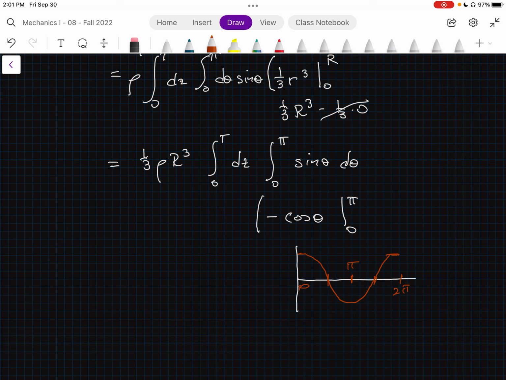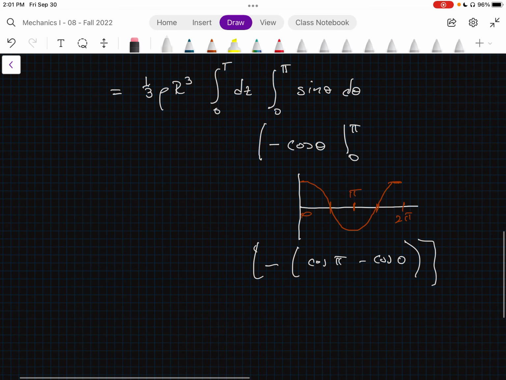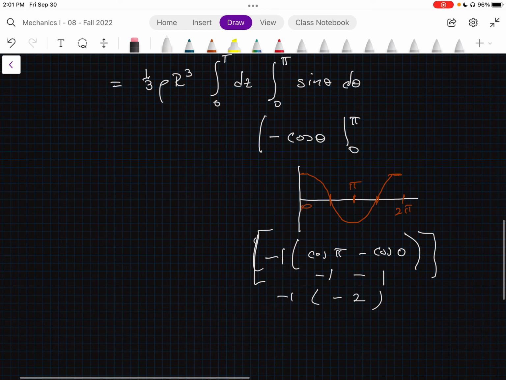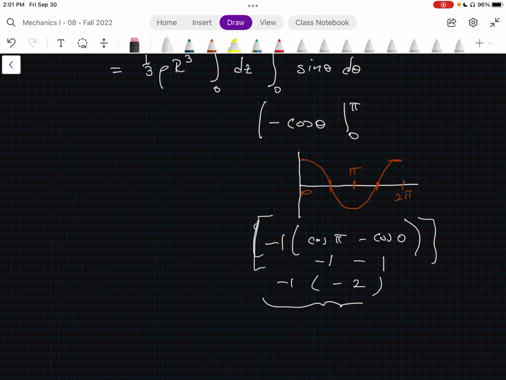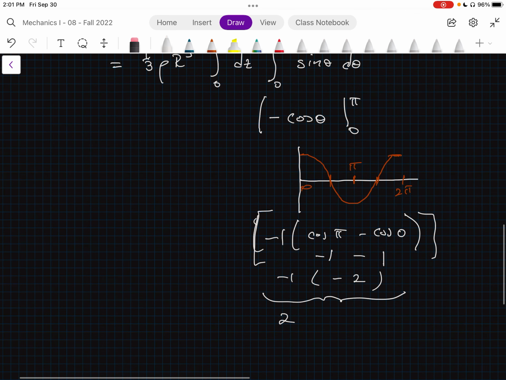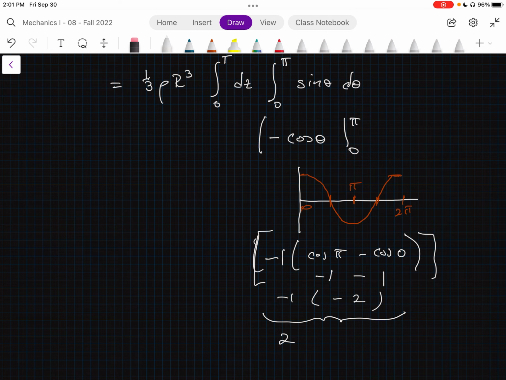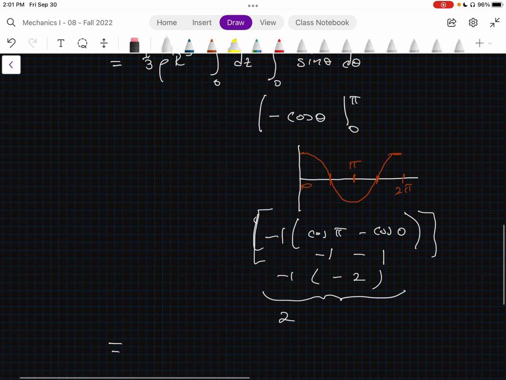So let's write that again down here. We have negative, and then I'm going to evaluate the definite integral: cosine of pi minus cosine of 0. So this is negative 1 minus 1, so I get negative 2, and I still have a negative out here. So my integral of theta gives me a factor of 2. All that simplifies to 2. Let's bring that back out in front of my integral. So I get 2/3 rho r cubed, and I'm still left with my integral from 0 to t of dz.